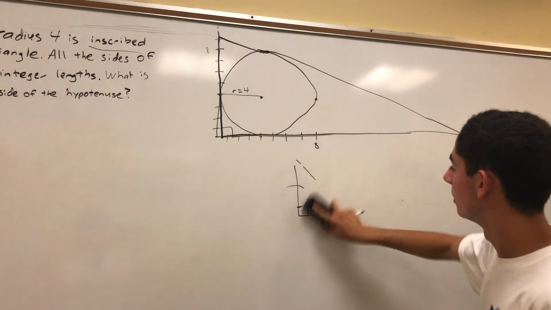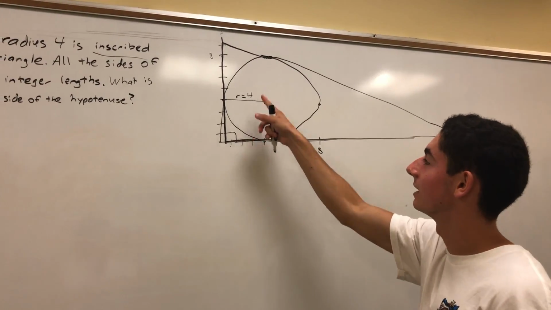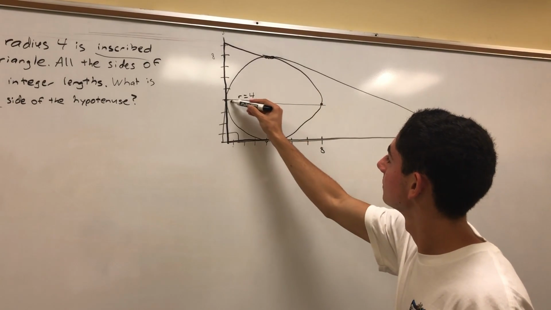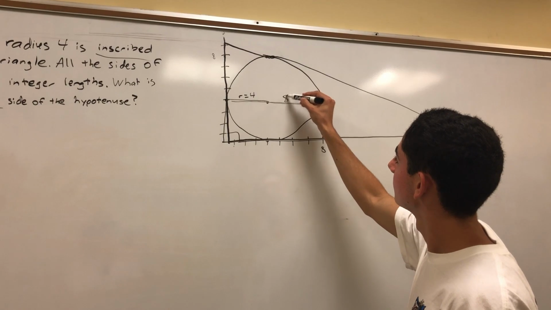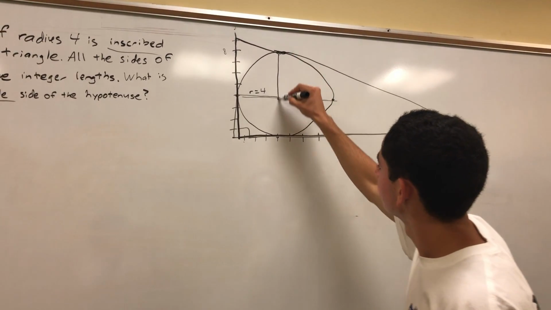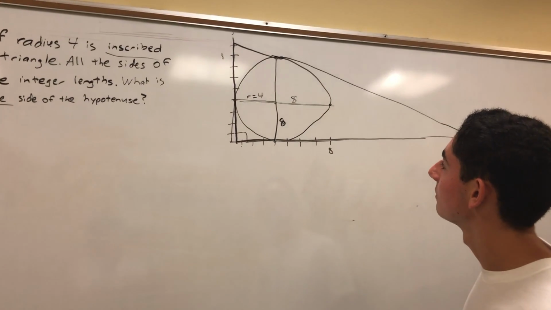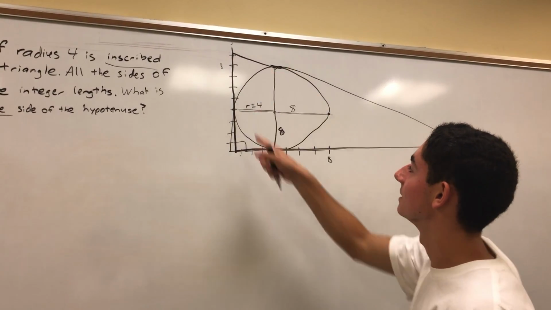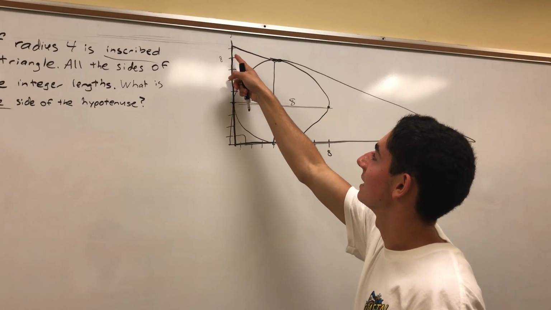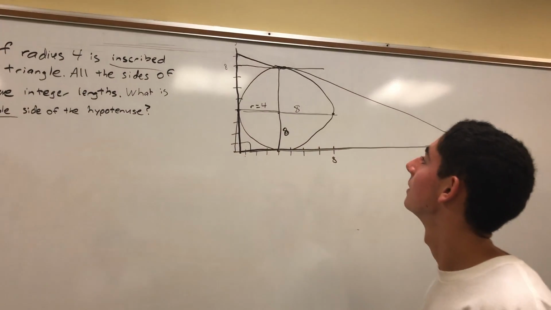So what we know about this circle is that the radius is 4. That means the diameter is 8. So here, this is 8, and that means that this is 8. So if we have a right triangle with a circle inscribed in it with a diameter of 8, you can't have one side that's length 8, because then you couldn't draw a right triangle, it would just go straight out.